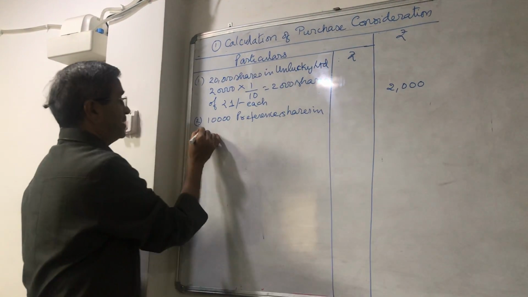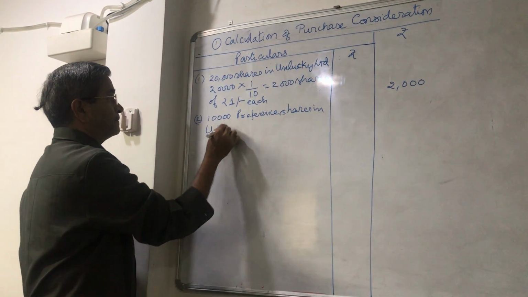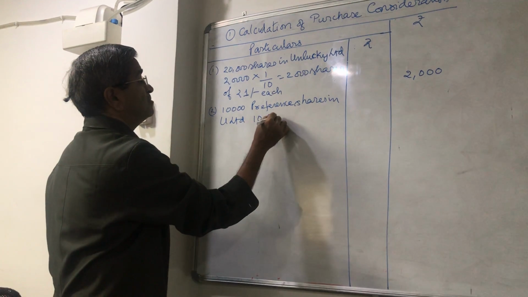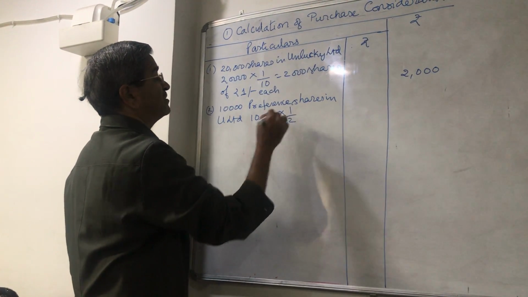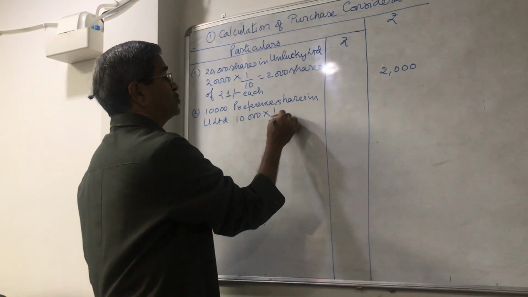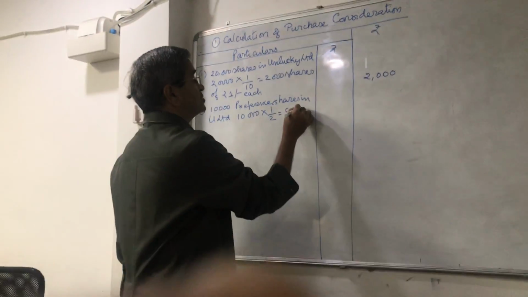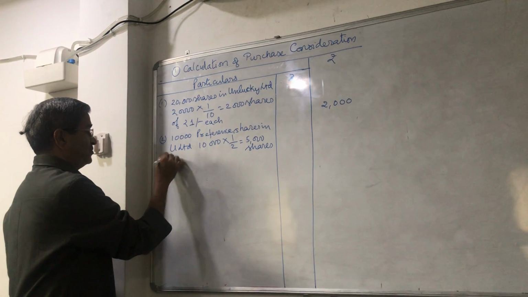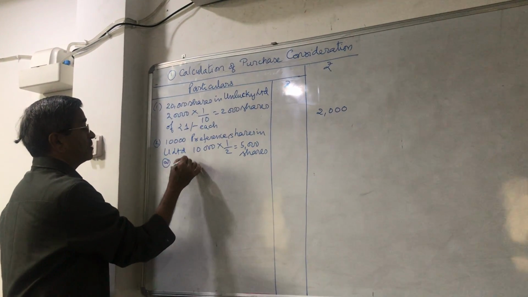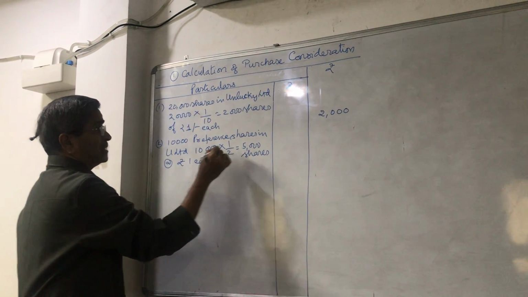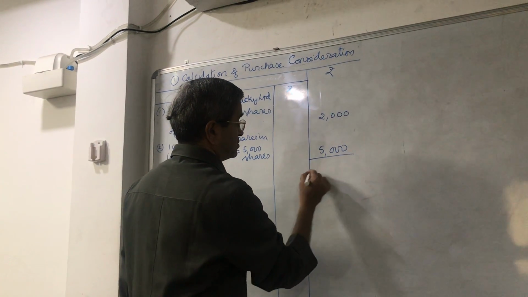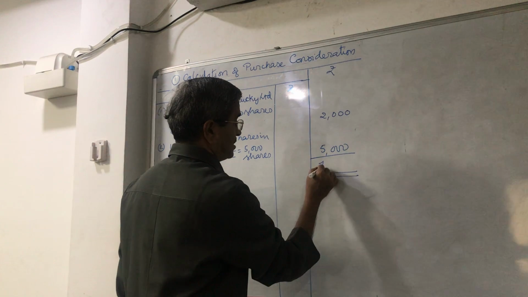In Unlucky Limited, they will get 10,000 multiplied by 1 by 2, because for every 1 share they are giving 2 shares. So 5,000 shares we will get at the rate of rupee 1 each. That comes to 5,000. So total purchase consideration is 7,000.